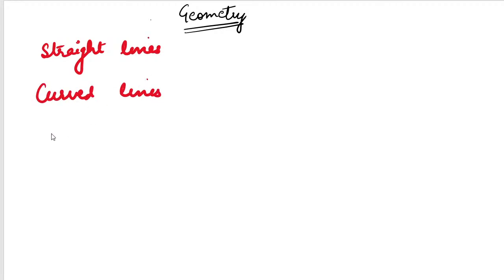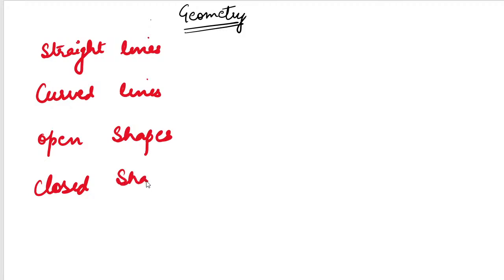Geometry. So in geometry, we have some straight lines, some curved lines, some open shapes. And what are open shapes? I'm going to tell you. And some closed shapes. And what are closed shapes? I'm going to tell you all these things.